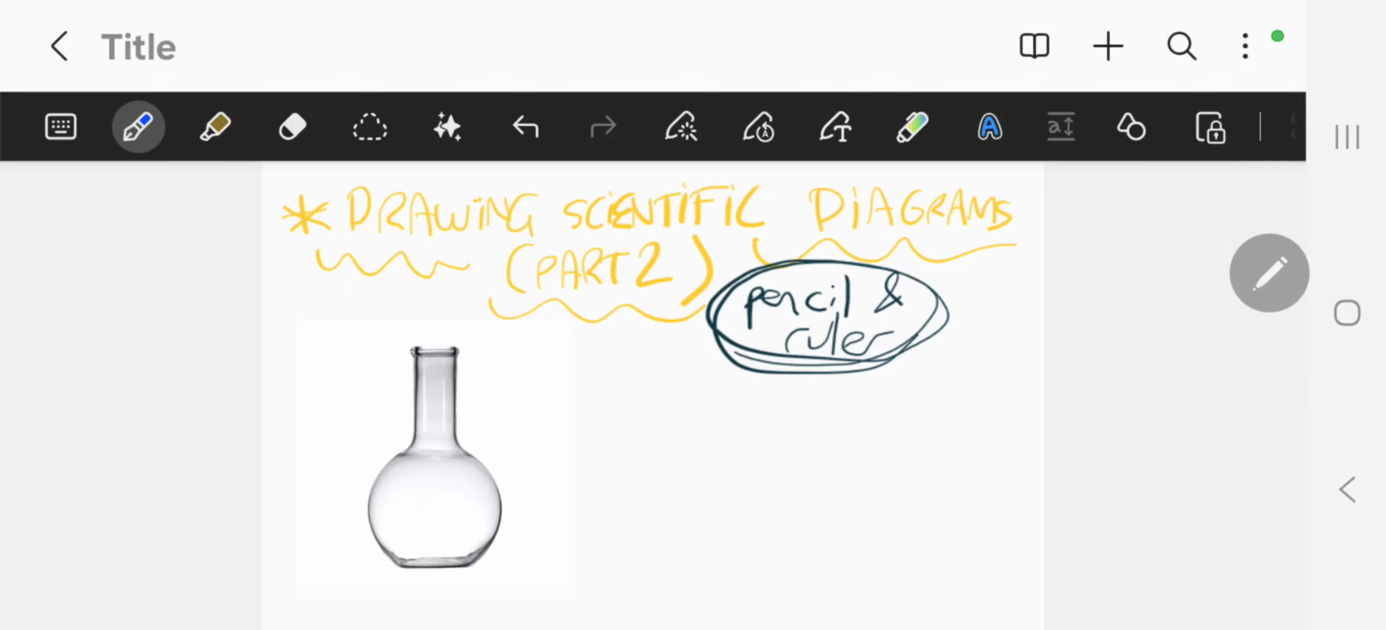Drawing scientific diagrams part 2. So this is the last video looking at drawing scientific diagrams. From the previous video we looked at drawing diagrams of different lab equipment that you experience and work with in a typical science lab. The key here is to use a pencil and ruler. Okay, it makes things neater, and if you make a mistake it's easy to fix.